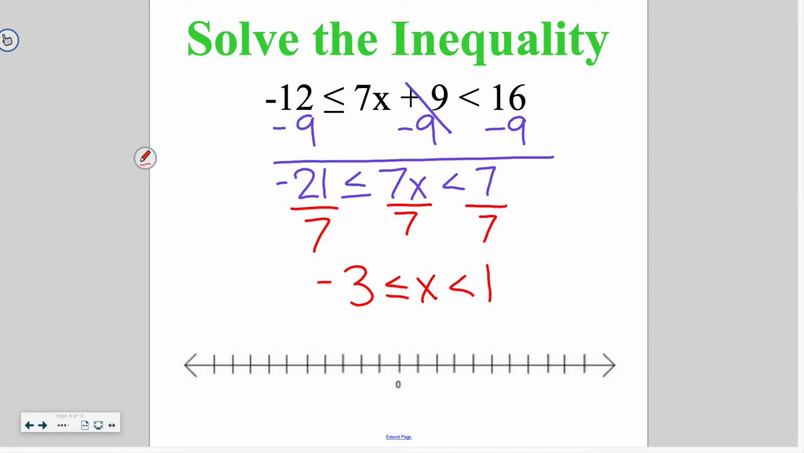So when we put that on the graph, we're going to come over to negative 3, and we've got our closed dot there because negative 3 is less than or equal to. And then we're going to come over to 1, and we have our open dot. Because it's an and inequality, it's in between those two pieces. X is bigger than the first one, and x is smaller than the second one.